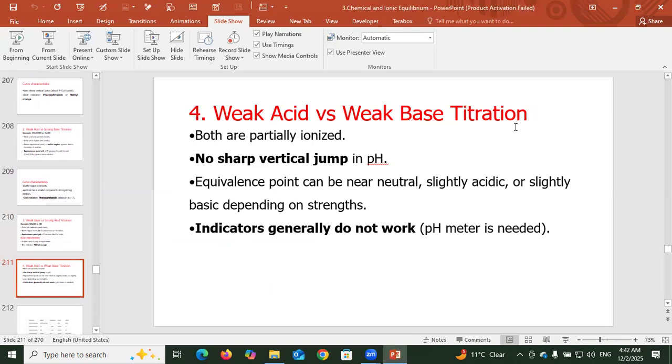Weak acid versus weak base titration, both are weakly ionized, no sharp vertical jump in pH. Equivalence point can be near neutral, slightly acidic or slightly basic depending on the strengths. Indicators generally do not work, a pH meter is needed.